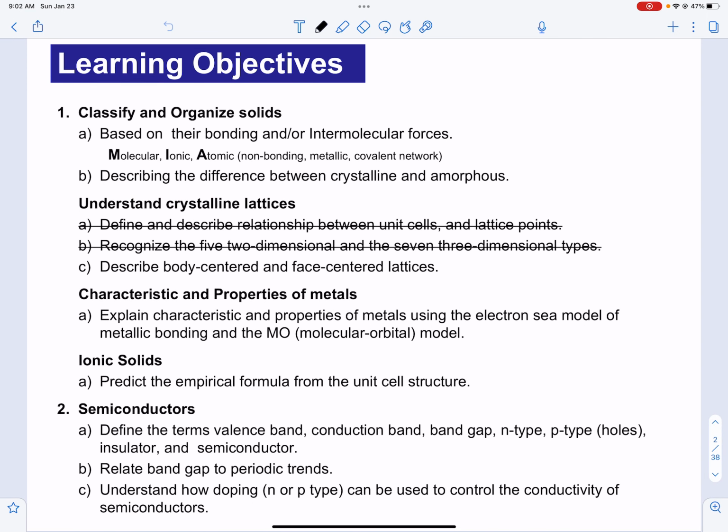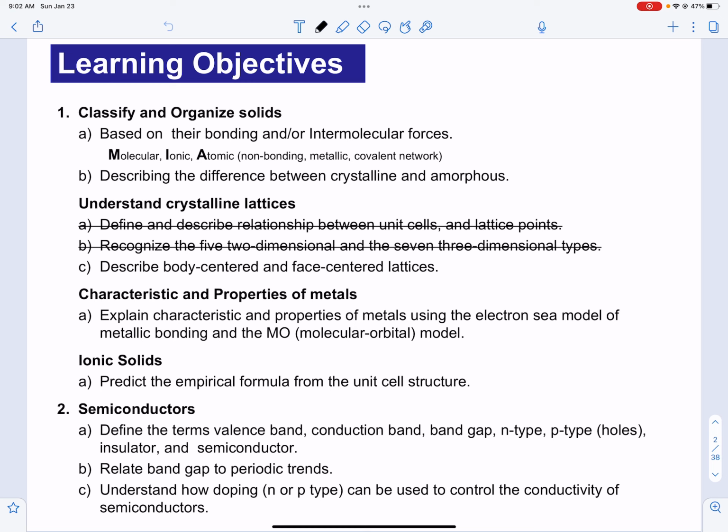Only two objectives, but a lot of sub-objectives. So the first thing we're going to cover is learn how to classify and organize solids. We're going to organize these solids and classify them based on their bonding and intermolecular forces. There's going to be three main types: molecular, ionic, and atomic. However, the atomic can be non-bonding, it could be metallic, or it could be a covalent network. And then we're also going to describe the difference between crystalline and amorphous solids.